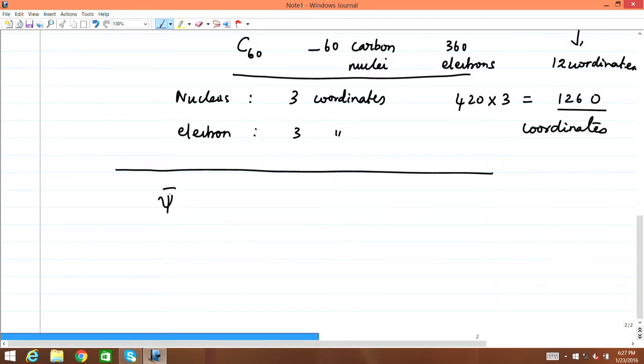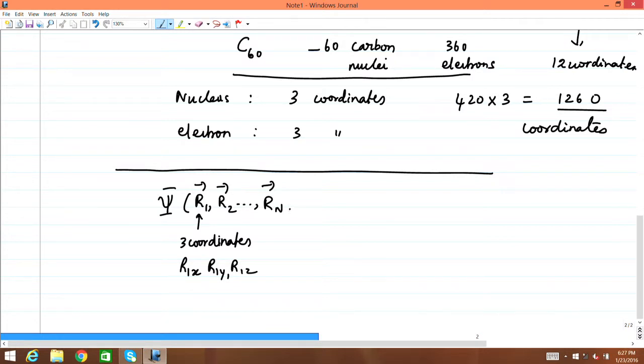First, the wave function is a function of all the nuclear coordinates, which let me write as the capital R's for the n nuclei, and each one is 3, or 1 x, 1 y, 1 z if you wish to, and likewise for the others. And let the electrons be small r1, r2, and rn.